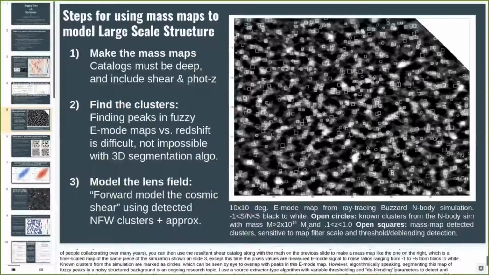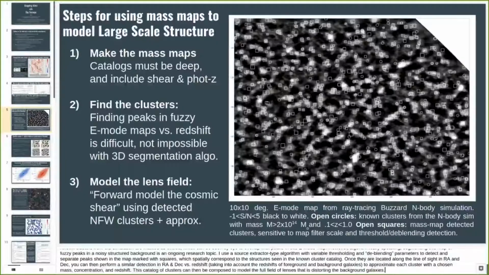Known clusters from the simulation are marked as circles, which can be seen by eye to overlap with peaks in the E-mode map. However, algorithmically speaking, segmenting this map of fuzzy peaks in a noisy, structured background is an ongoing research topic. I use a source extractor type algorithm with variable thresholding and deblending parameters to detect and separate peaks shown in the map marked with squares, which spatially correspond to the structures seen in the known clustered catalog.